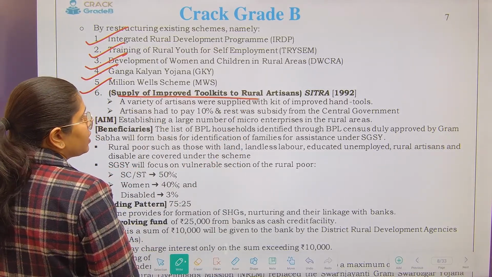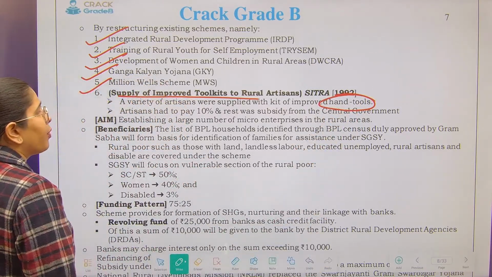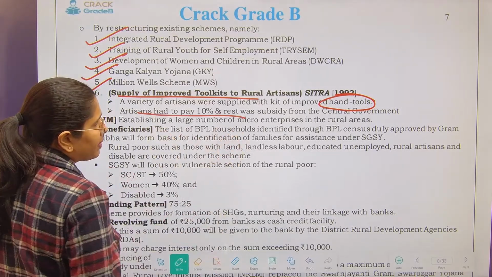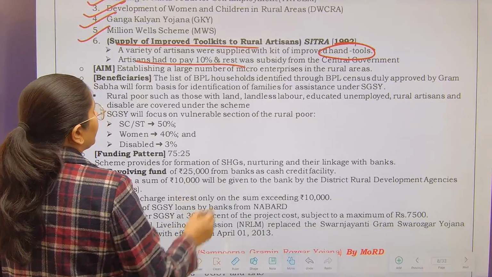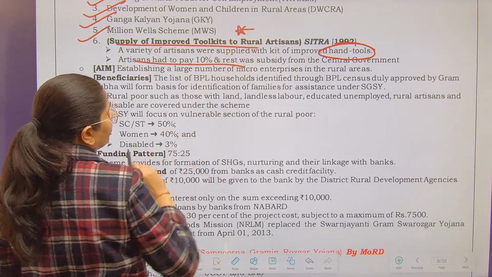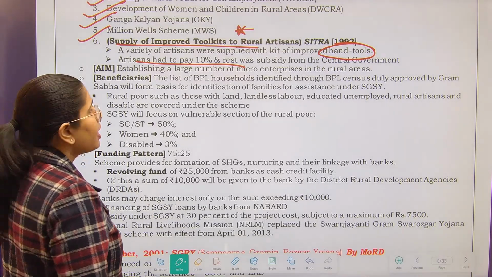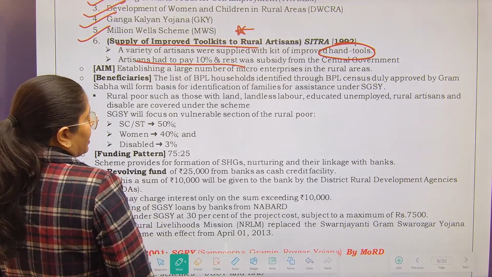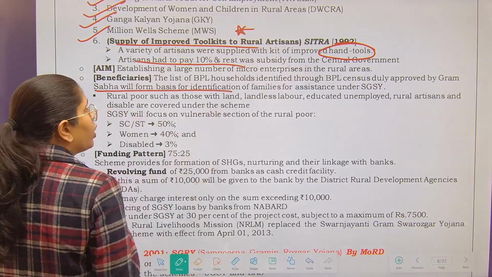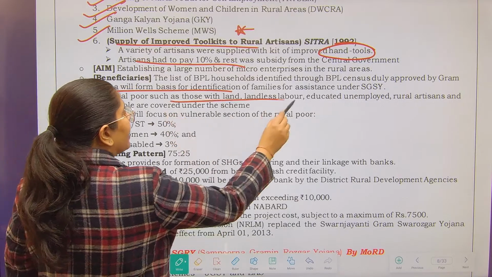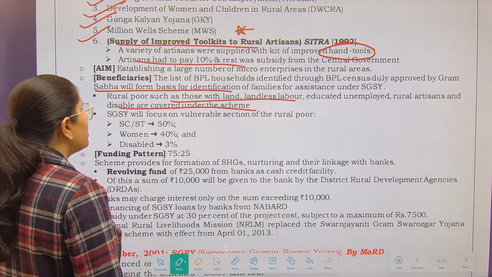This was 1992. Here, hand tools which are needed by the artisans were provided. Artisans had to pay just 10% and the rest was the subsidy from the central government. Please remember the full forms of this, like SITRA is the supply of improved toolkits. Beneficiaries are again the BPL households. They are identified through the BPL census. Rural poor, such as those with land and landless labor, educated unemployed, these are also covered under this particular scheme.